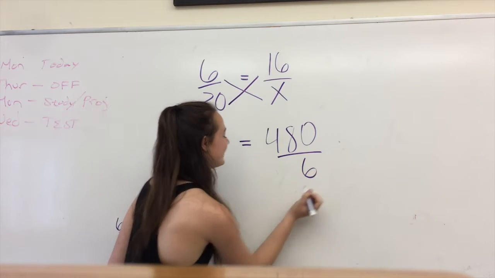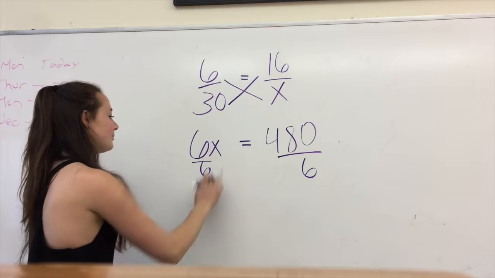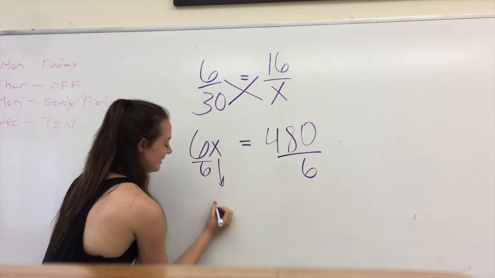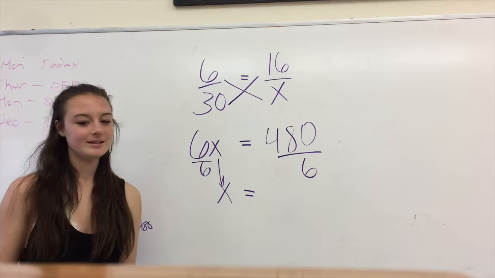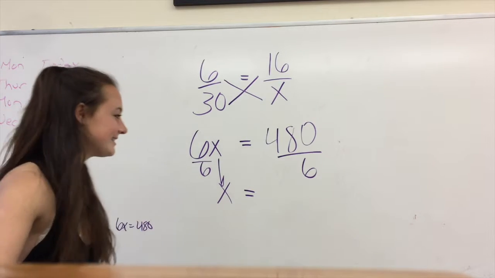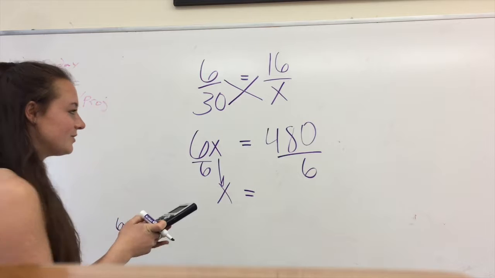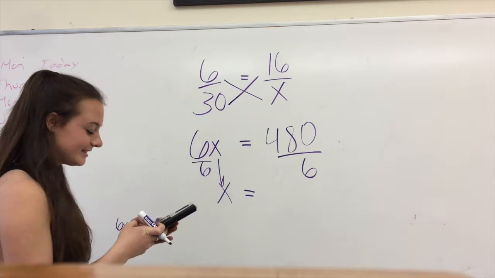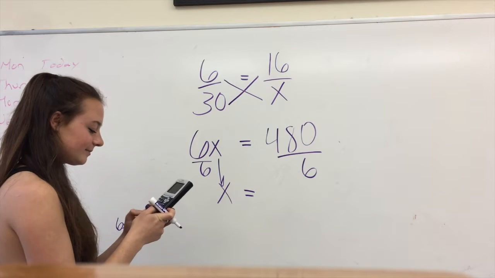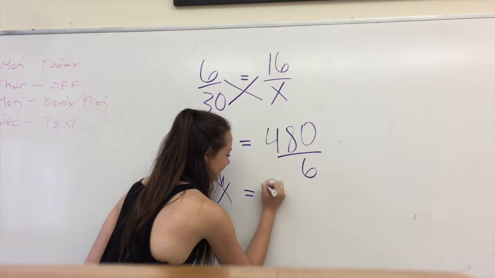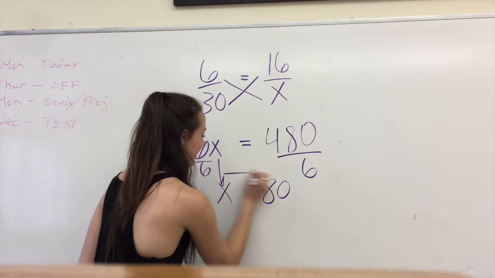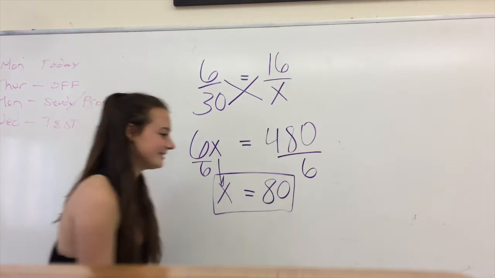And you're gonna have 6 right there. And then you bring this x down right here. So this is gonna end up being 6. It's going to end up being x equals, then you do 480 divided by 6. So we're gonna have x equals 80. And that is how you solve this proportion.